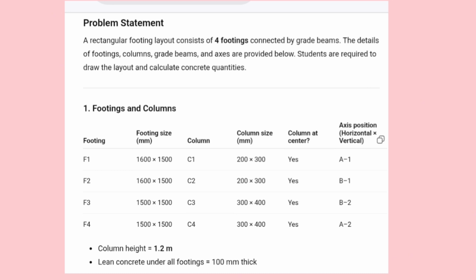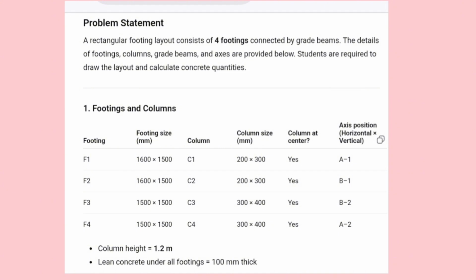Columns C1 and C2 have sizes 200 by 300 millimeters. Columns C3 and C4 have sizes 300 by 400 millimeters. The height of all columns is 1.2 meters. Lean concrete of 50 mm thickness is provided under all footings and is measured in square meters.